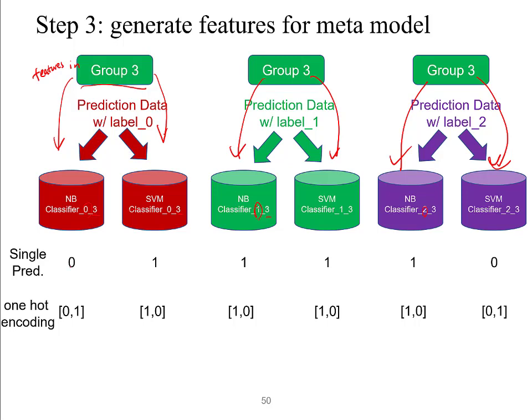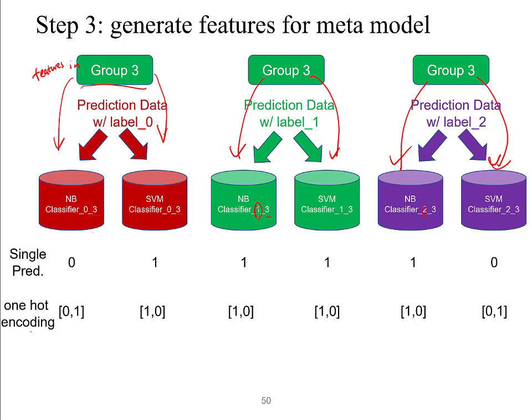Here 0 means it does not belong to label 0, and 1 means the classifier considers it more likely to be label 0, and so on and so forth. So we have 6 base classifiers here, and each of them will give their own prediction. So the single predictions would be 6 values, each either 0 or 1.